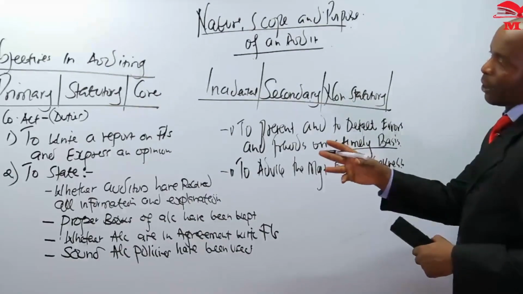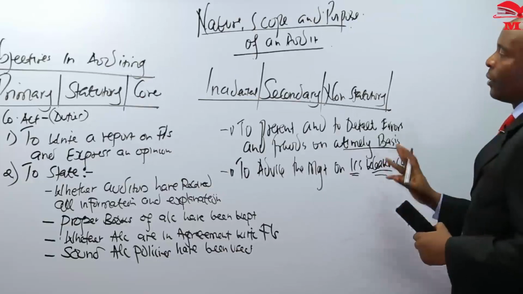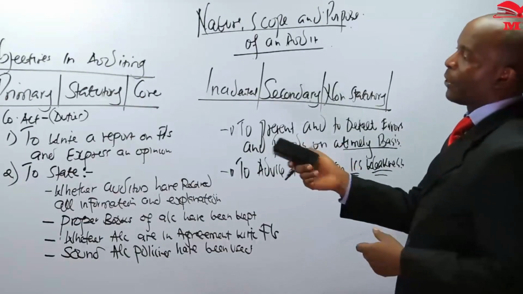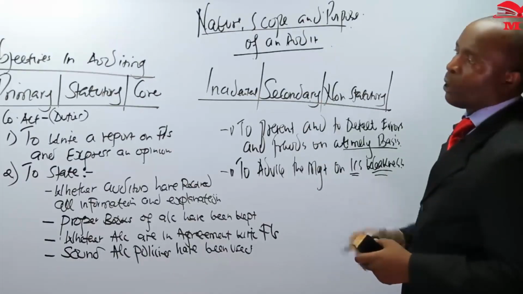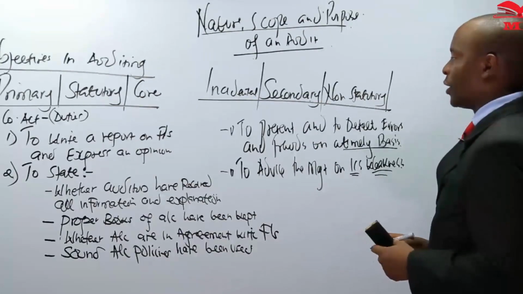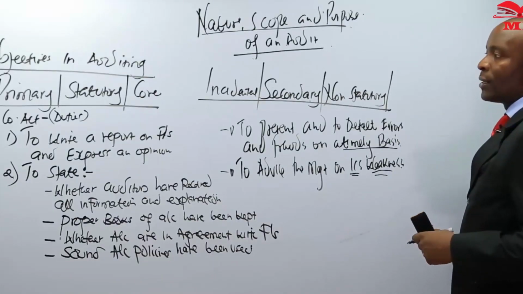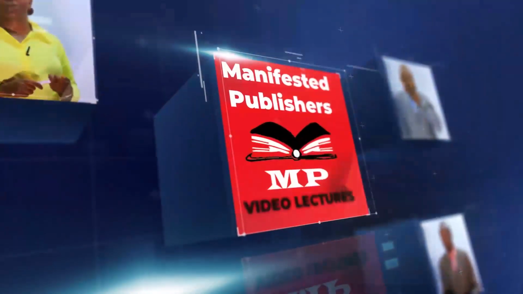So those are called secondary. No, they are called statutory. These ones are called non-statutory. So it means if you don't fulfill that particular obligation of writing a report, that will amount to a criminal offense, and you're likely to be charged perhaps in a court of law for failure to meet a statutory requirement.